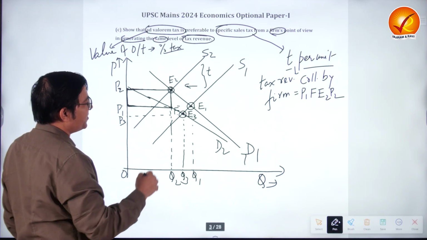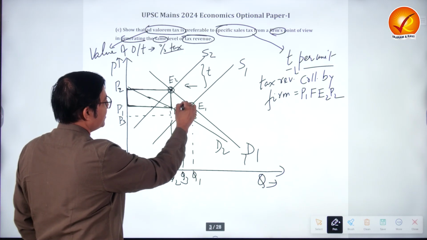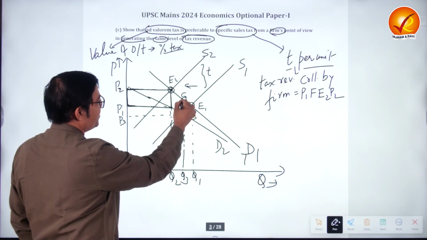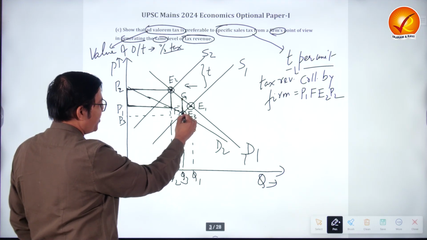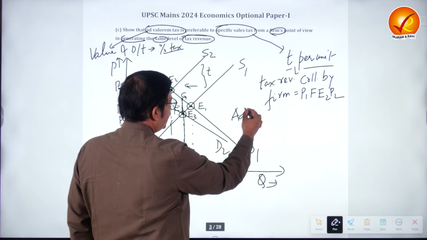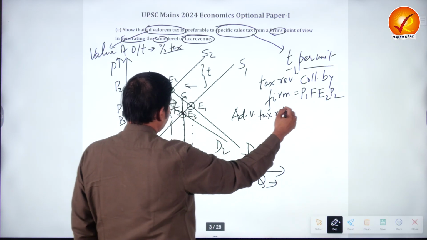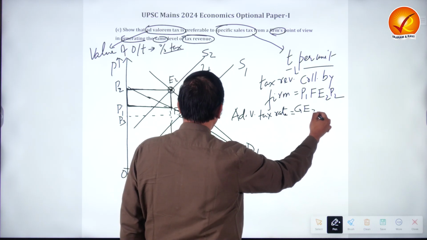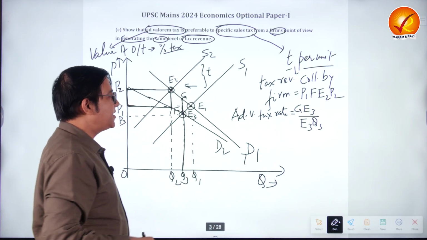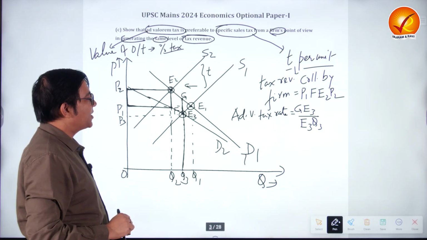And what will be the tax amount? Tax rate, you can say. The tax rate will be this part. Let's give it a name also. Call this point G. The tax rate will be GE3 upon E3Q3. In this example, the ad valorem tax rate is GE3 upon E3Q3. You can also say into 100 because we are giving it in percentage, but let's keep it away. That's not very important over here.